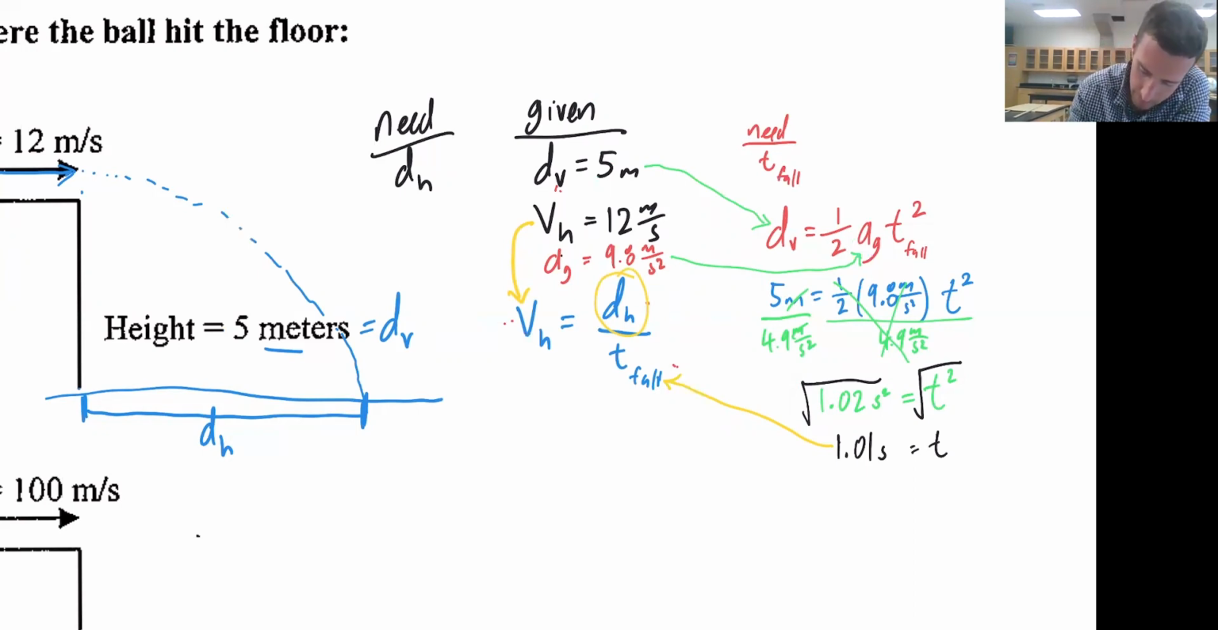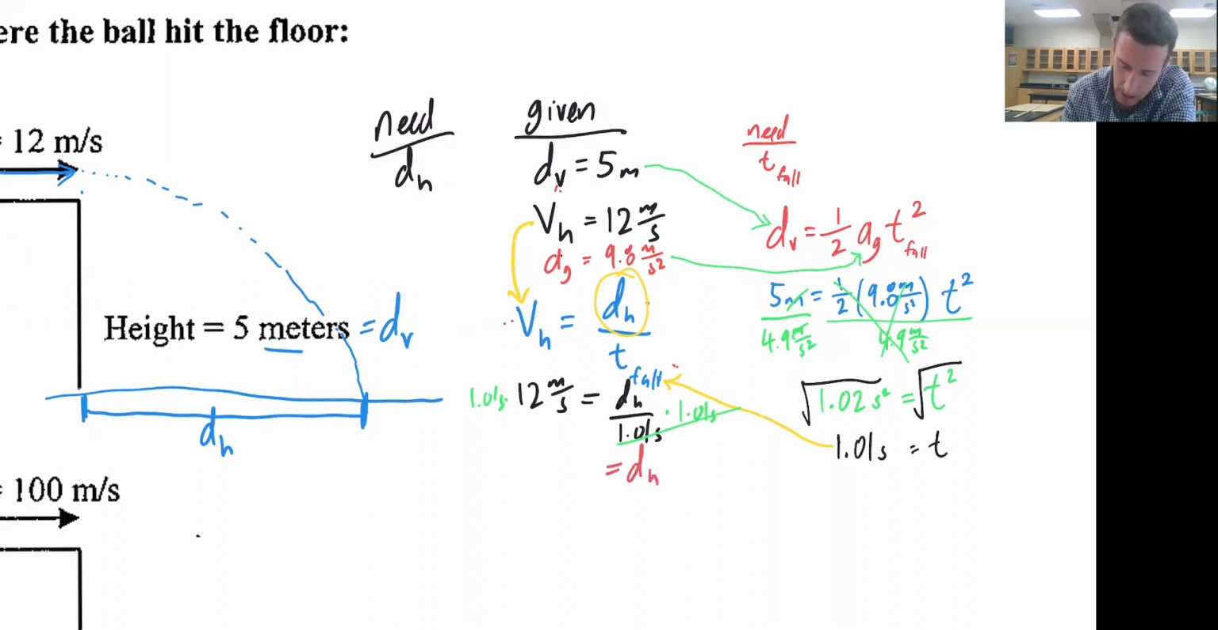That gives me, let's see, 12 meters per second equals distance horizontal over 1.01 seconds. To get distance by itself, I'm going to have to multiply both sides by 1.01 seconds. That'll cancel, and I'll get distance horizontal equals 12 times 1.01, 12.12.